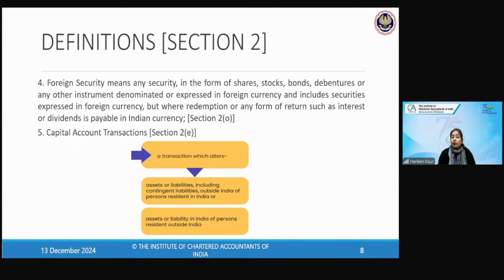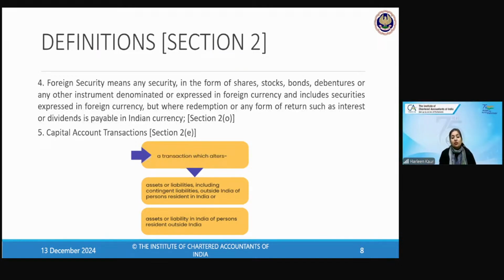Now, another important definition, capital account transactions. Children, I will be rushing through the chapter because it's a very huge chapter, and we have only one session for the revision. So we will be completing the definitions quickly so that we can move to the major content of your schedules, because it has lots and lots of explanation required over there.